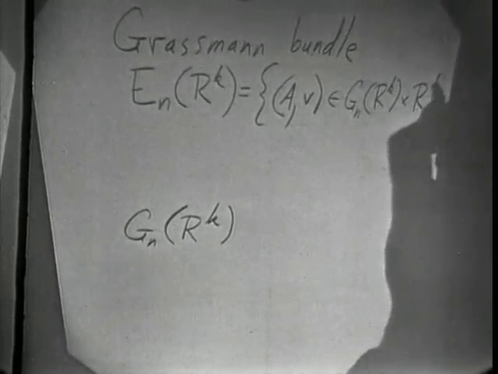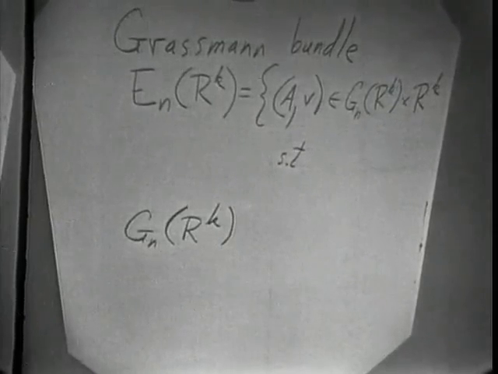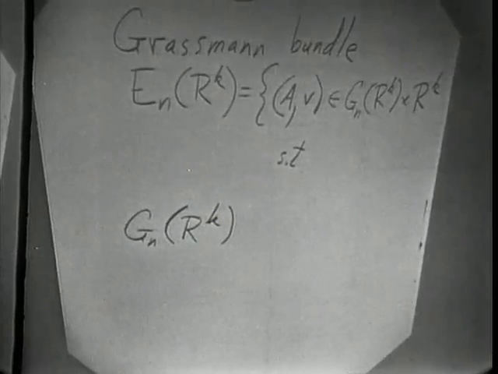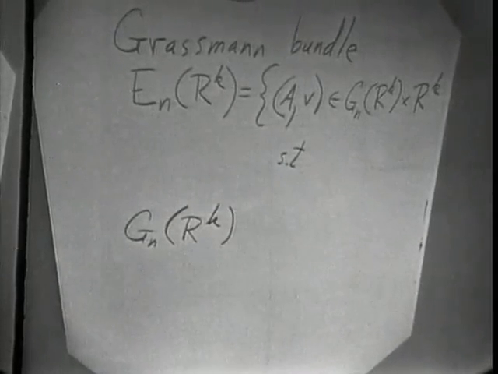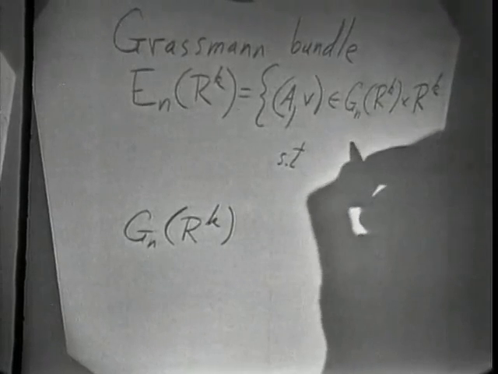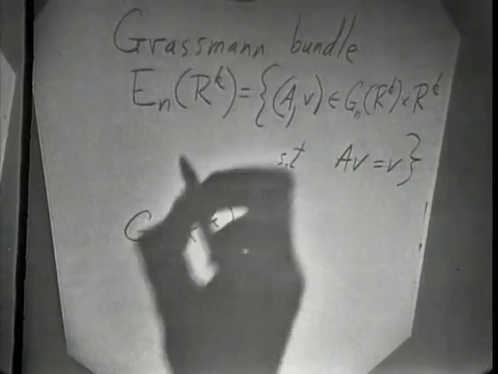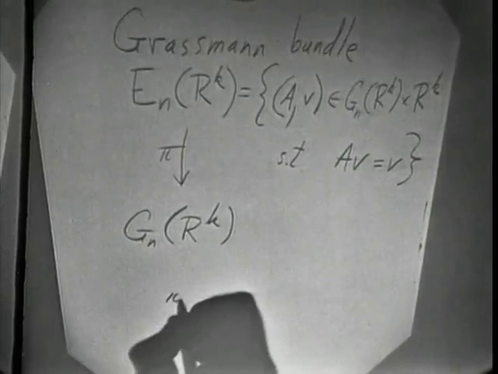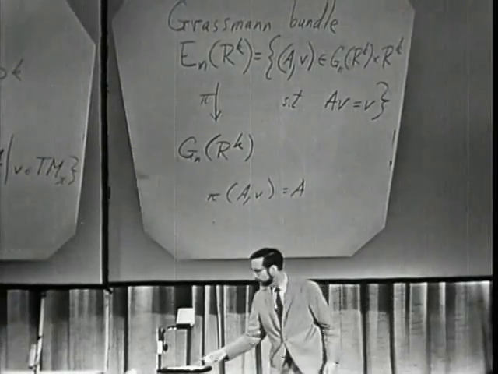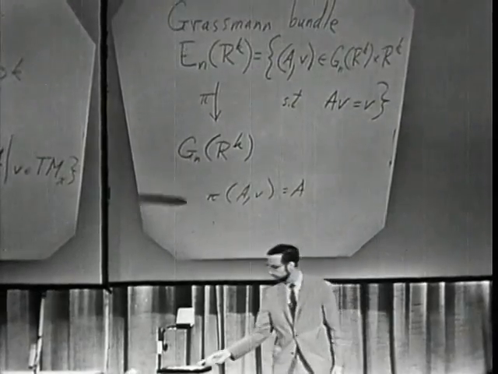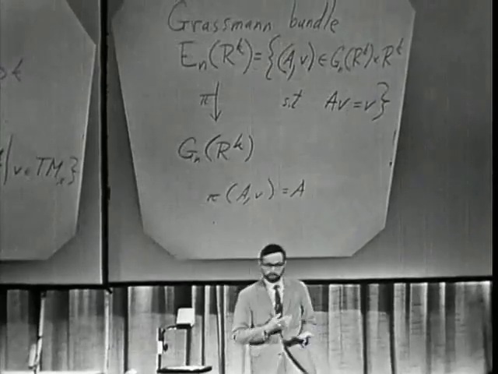and v will be an element of R^k, and these are required to satisfy the following condition: v belongs to the linear space corresponding to A. In other words, v should be an eigenvector corresponding to the eigenvalue 1, so A acting on the vector v is equal to v. And we define the projection map pi by pi of (A, v) equals A. So corresponding to each point in the Grassmann manifold, that is, to each n-plane through the origin, we have a vector space, the inverse image of this plane, and that vector space is exactly the n-dimensional vector space consisting of all vectors v which belong to that plane.